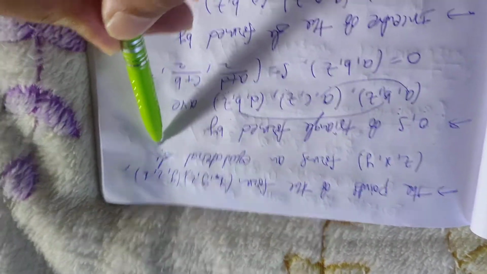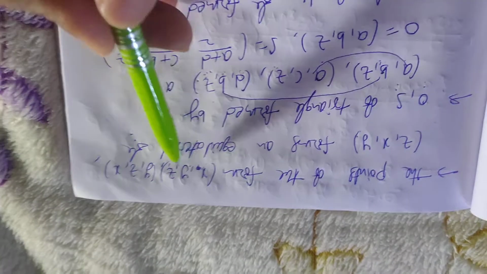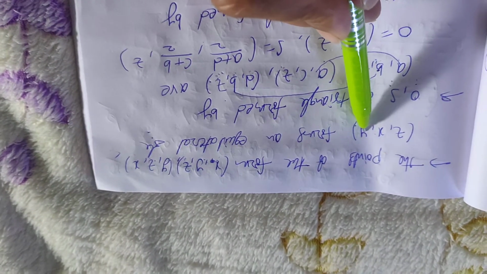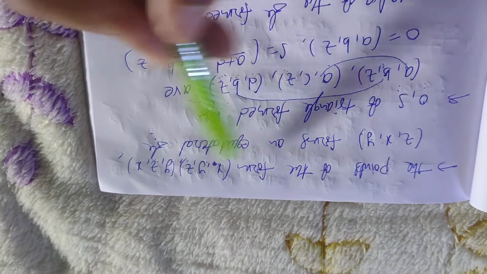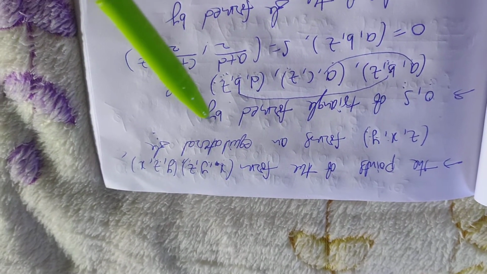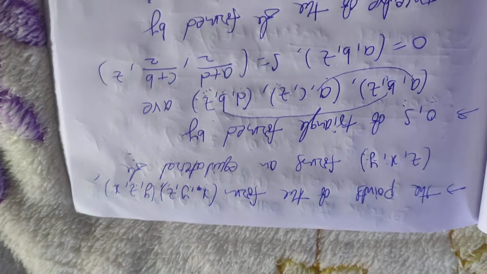Always, to check it, find the distance between all these points: this point to this point, this point to this point, and this point to this point. So let us consider A, B, C: find AB, find BC, find CA. All these values will be equal. Okay, so it forms an equilateral triangle.